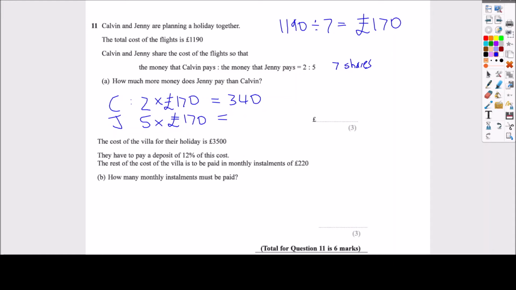Jenny pays for 5 lots of 170. 170 times 5, which is 850. Now the question is, how much more does Jenny pay than Calvin? So you need to do 850 take away 340, which is 510. Now a quicker way, if you want to see it, is to see that Jenny pays for 3 more shares. 5 compared to 2 is 3 more shares. Each share is 170. You could have done 170 times 3, and that would have taken you straight to the 510.